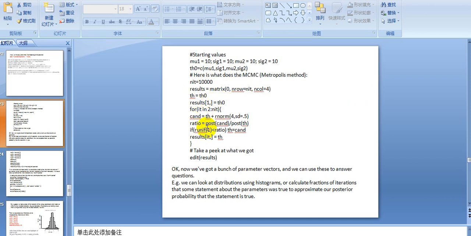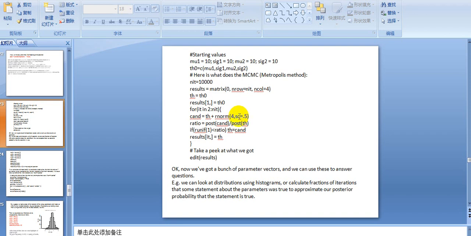And here is the for loop for Metropolis. IT is the iteration from 2 to the total number of iterations. First, we need to propose a candidate, right? The candidate equals the current theta plus a noise. This noise is generated from a normal distribution, right? We generate 4 noise values because we have 4 parameters in theta, and the standard deviation is 0.5.